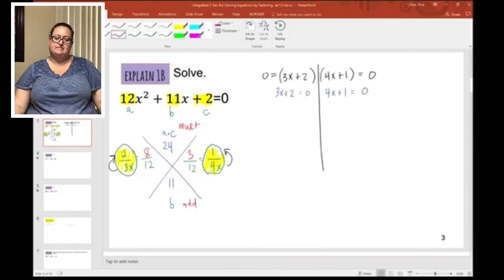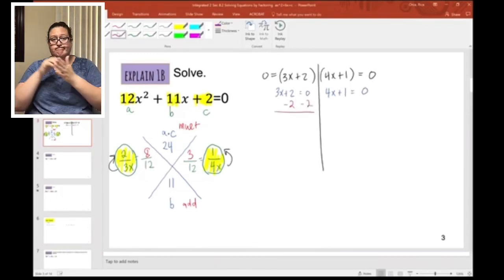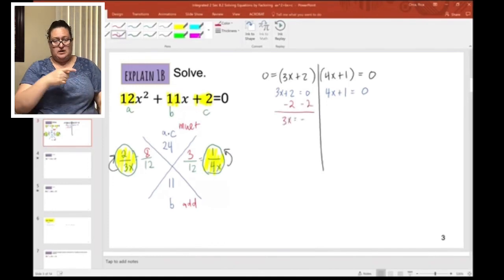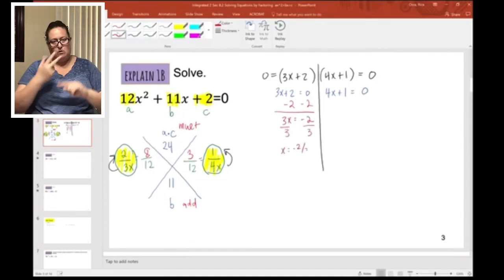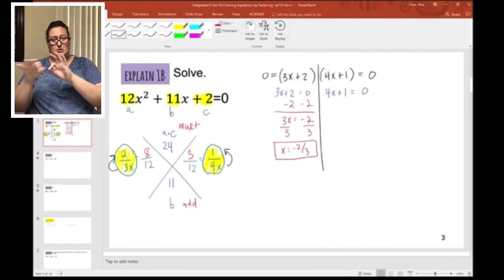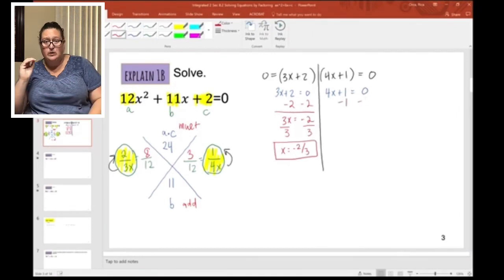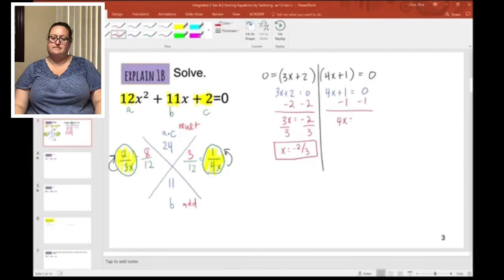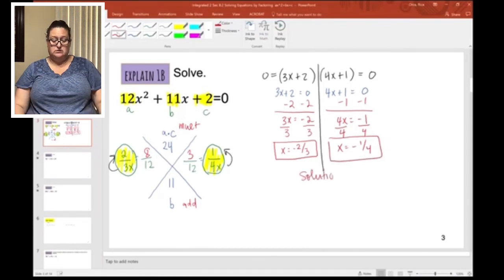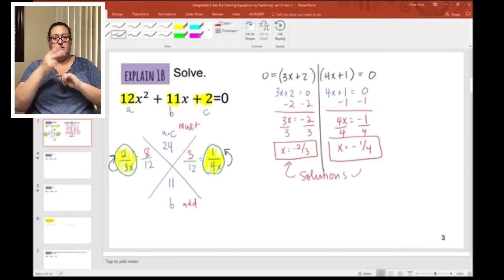In our first equation, let's subtract 2 to both sides. We get 3x equals negative 2. Now let's divide by 3. X equals negative 2/3. In our second equation, we have 4x plus 1 equals 0. So let's subtract 1 to both sides. We get 4x equals negative 1. Divide by 4. X equals negative 1/4. So our solutions are negative 2/3 and negative 1/4.